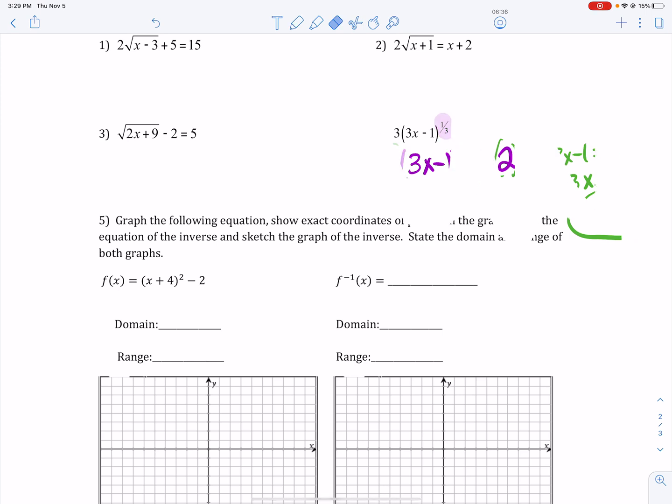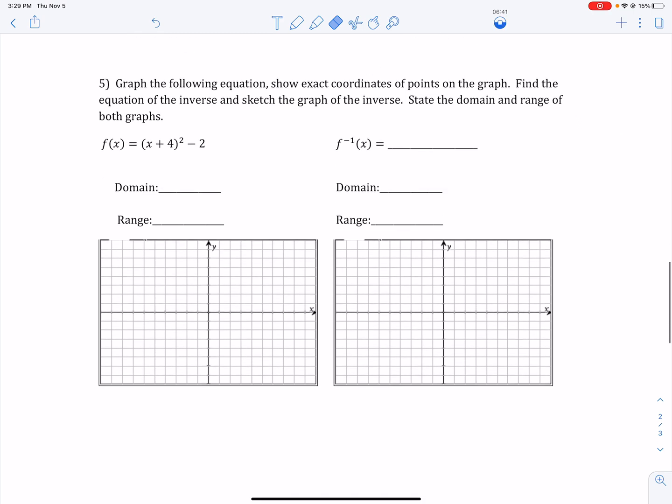All right, last ones. On these last ones, graph the following equations, show exact coordinates of points, find the equation of both the inverse and sketch, and do the domain and the range of both. So x plus 4 is going left 4, 1, 2, 3, 4, and down 2. It has a regular old over 1 up 1, over 2 up 4 equation. So my domain is negative infinity to infinity, and my range is -2 to infinity.